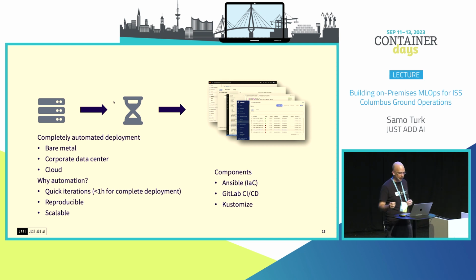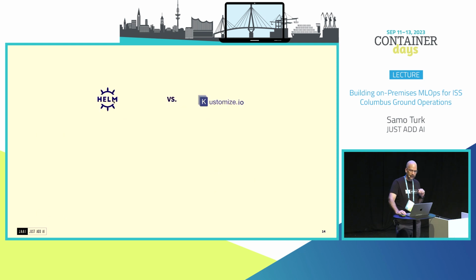The next component of automation is GitLab CI/CD. Again, you work with YAMLs. It's very flexible. You can build packages, you can build containers, and you can connect your Kubernetes clusters and deploy stuff there. And then the final one is Kustomize. That's how we deploy stuff on Kubernetes.